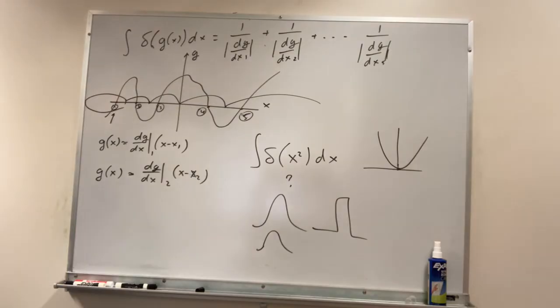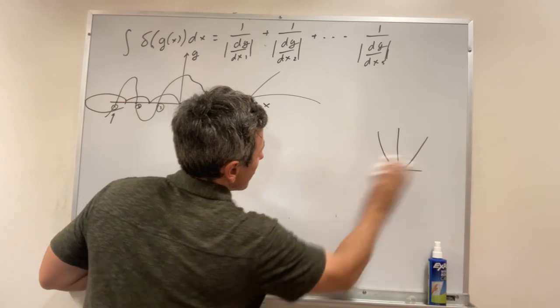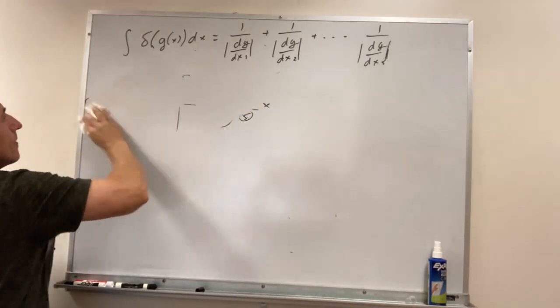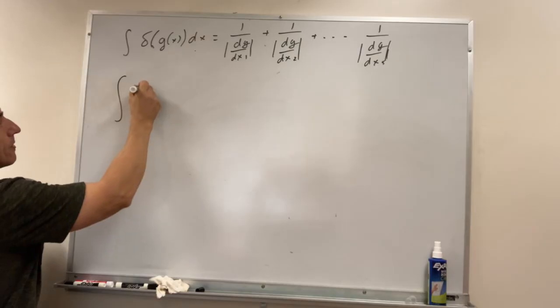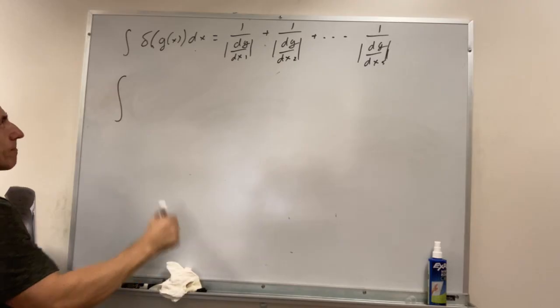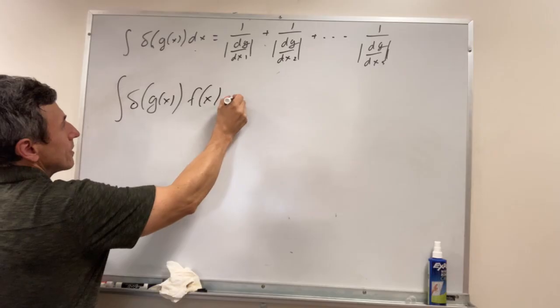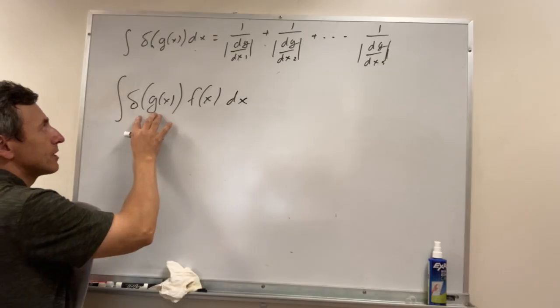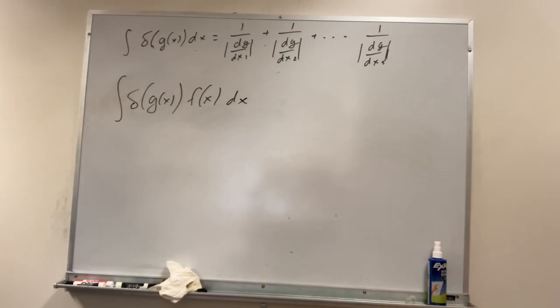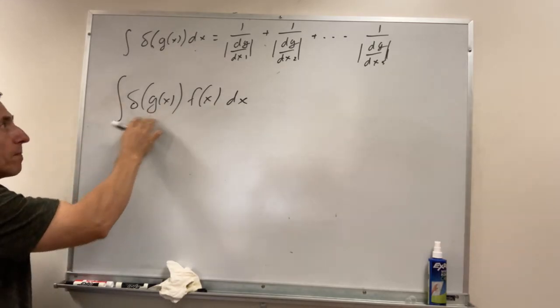Now, this is how we calculate the integral of a delta function where the argument of the delta function is another function. And if you have some more complicated expression, we have delta function g of x, and then multiplied by another function f, dx, something like that. So the idea is the same. At first, we need to identify the points at which the argument of the delta function is 0.